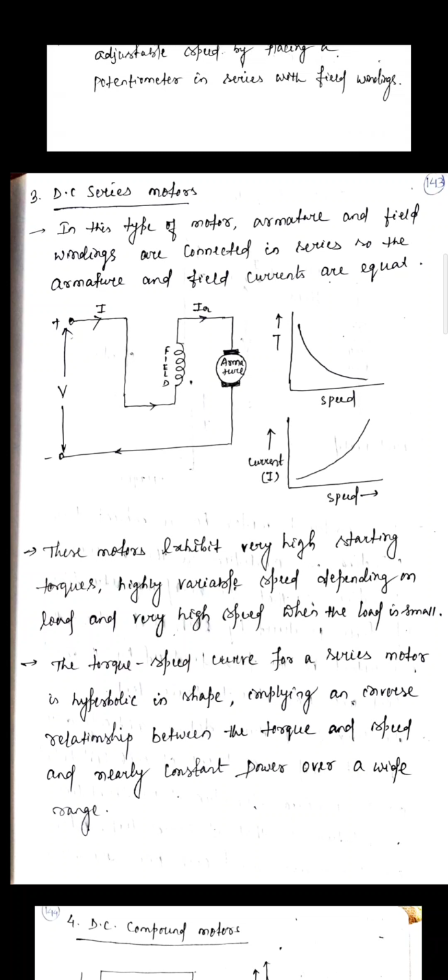You have very high torque at very low speed. These motors exhibit very high starting torque, highly variable speed depending on load, and very high speed when the load is small. The torque speed curve behaves like a hyperbolic shape, which implies an inverse relationship between torque and speed, and nearly constant power will be developed over a wide range of speed. Clear? So this is the third type, the DC series motor.